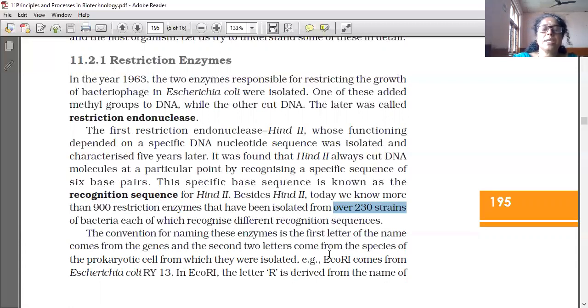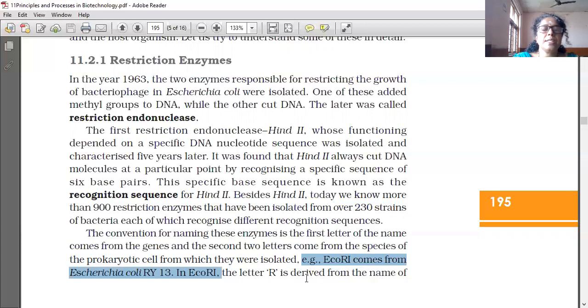For example, EcoRI comes from Escherichia coli. E for Escherichia, CO for coli, and RI. EcoRI comes from Escherichia coli, RI. So, is the naming method understood?